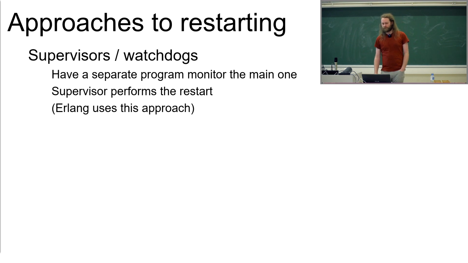Erlang uses this approach internally in its runtime. So you can create a tree of supervisors and they will automatically restart the sub-processes if they die. And if one sub-process dies, you can restart all of them or just the one, or you can restart them in order, or you can restart them in random order.